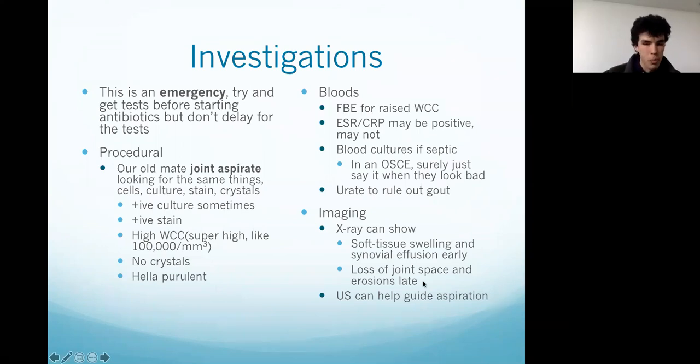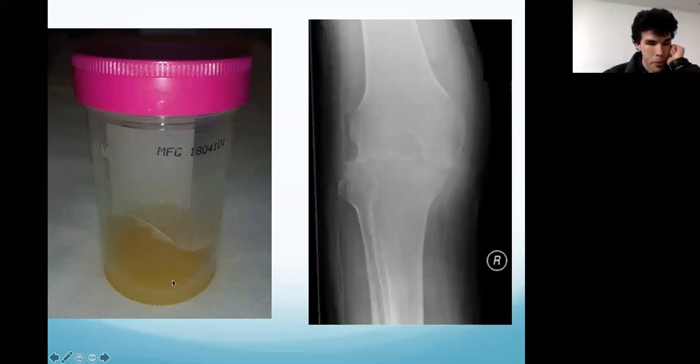Imaging is not super helpful. It can take a bit of time, so a lot of what you'll see early is just synovial effusion and swelling in the area. They might start seeing some more erosions later on when it's starting to erode through the bone. So this is what purulent joint fluid looks like.